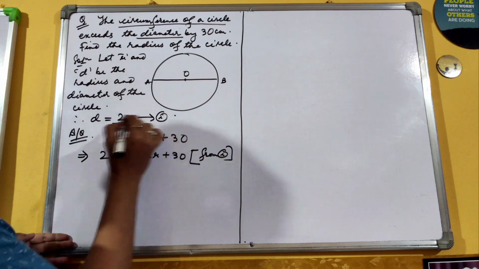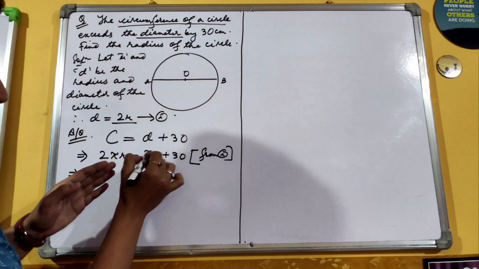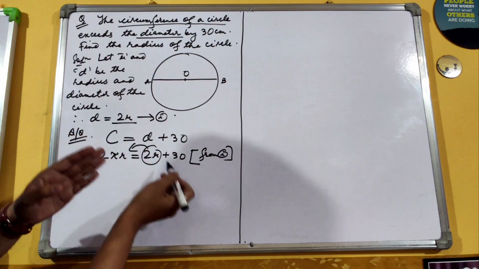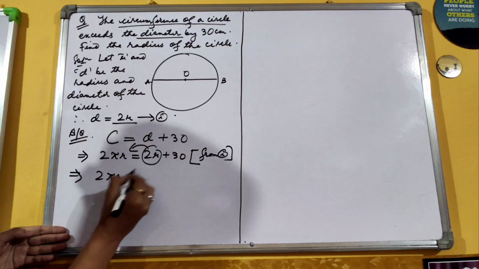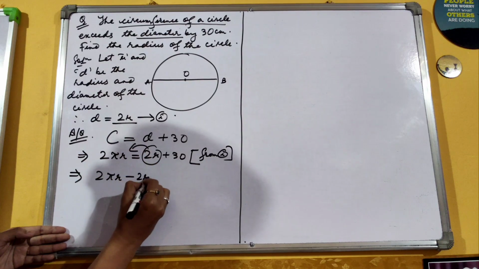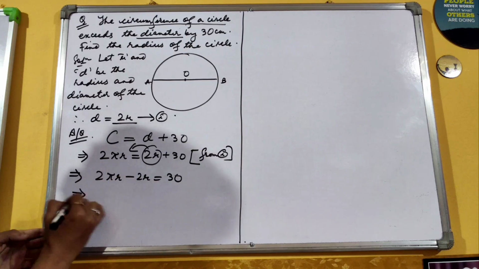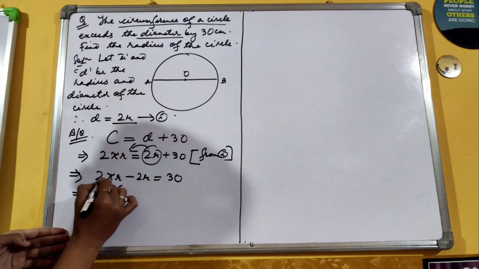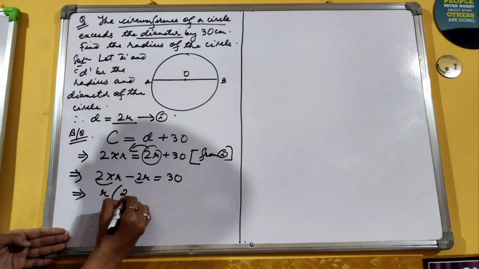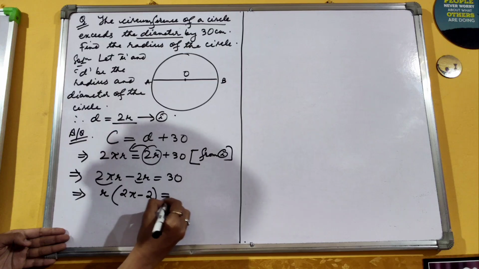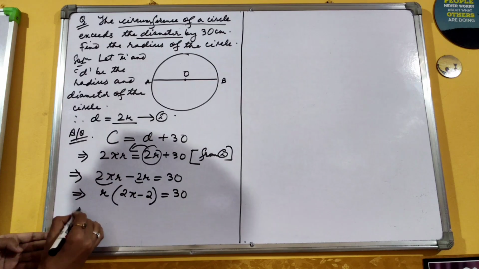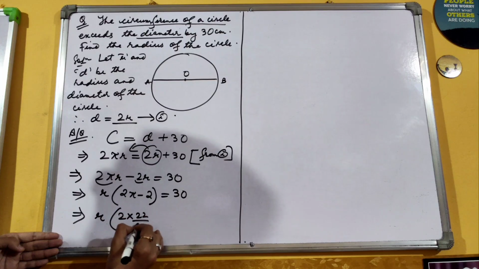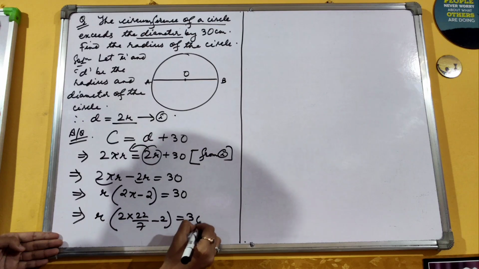Since we have taken the value from equation 1, let's just take this portion to this side. When you transfer a variable from one side to another side, it becomes minus. Plus twice r goes there, becomes minus twice r, equal to 30. Just take r common because we need to find r. Twice pi minus 2 will give you 30. Okay, so r, what is pi? 22 by 7 minus 2 will give you 30.